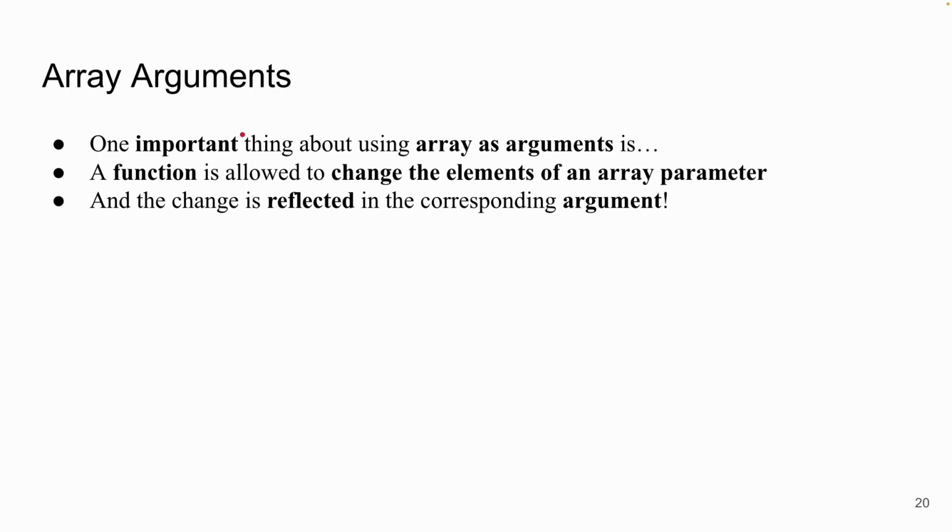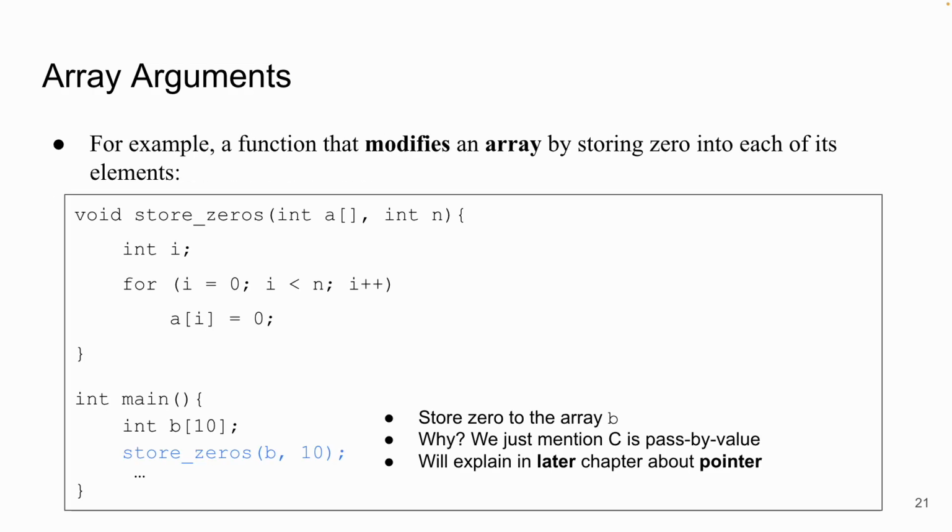There is another very important thing about using an array as an argument. That thing is that a function is allowed to change the elements of an array parameter. This means that the change to the array parameter will be reflected in the corresponding argument. This is very different from ordinary arguments and parameters. So let's check out the example here.